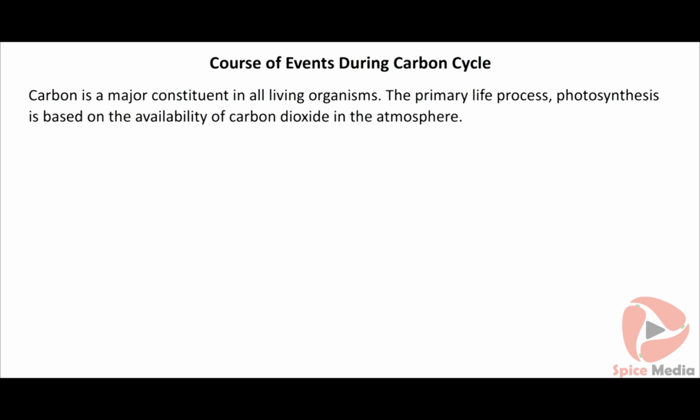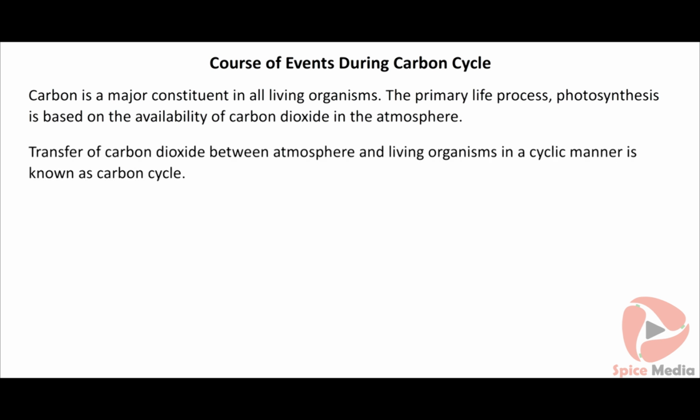The primary life process, photosynthesis, is based on the availability of carbon dioxide in the atmosphere. Transfer of carbon dioxide between the atmosphere and living organisms in a cyclic manner is known as the carbon cycle. Click the animation button to view how the carbon cycle occurs in nature.